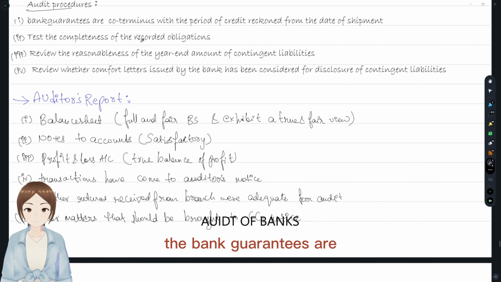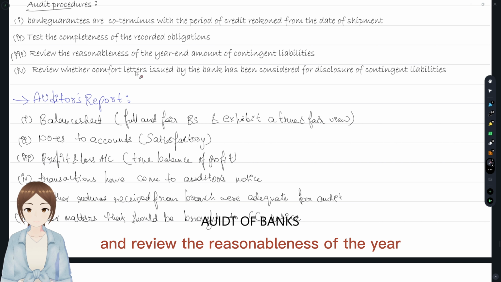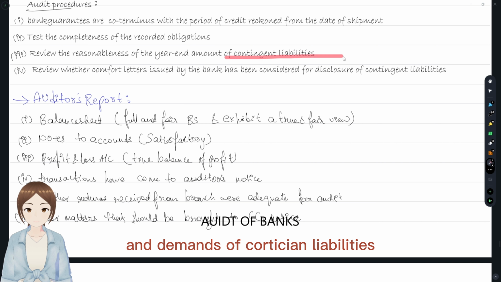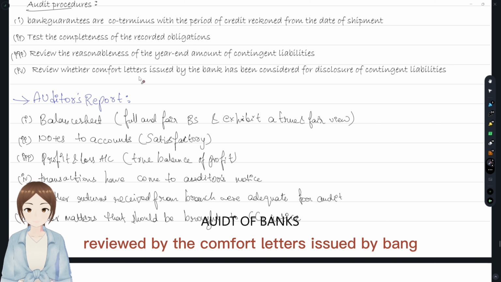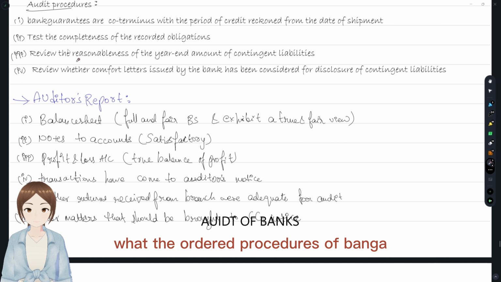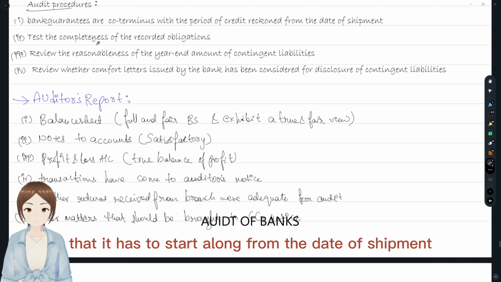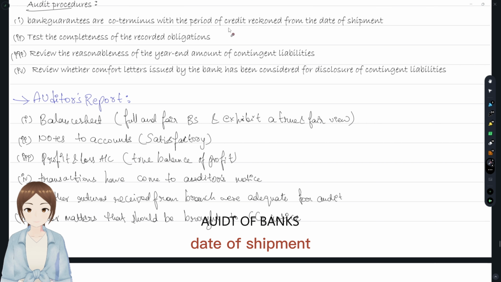Bank guarantees are coterminous with the period of credit, reckoned from the date of shipment, and test the completeness of recorded obligations, and review the reasonableness of the year-end amounts of contingent liabilities. Review whether comfort letters issued by the bank have been considered for disclosure of contingent liabilities. These were the audit procedures. What are the audit procedures? Bank guarantee should be coterminous, that is, it has to start from the date of shipment. From the date of shipment, the credit period also has to start.